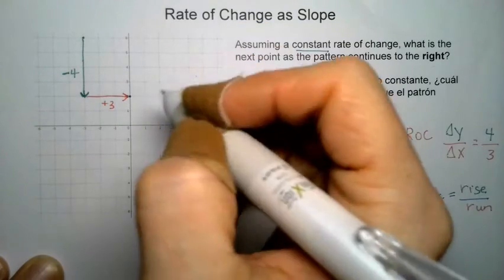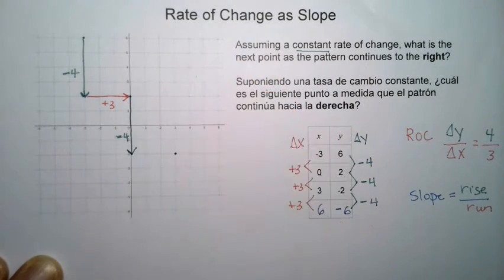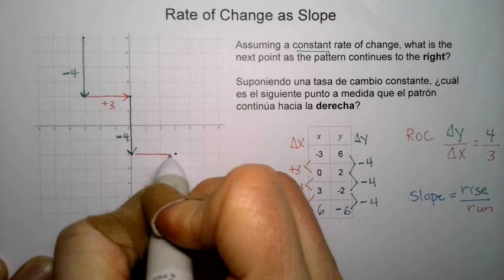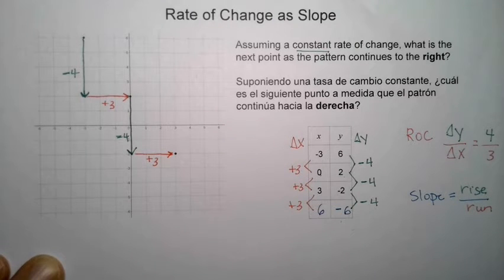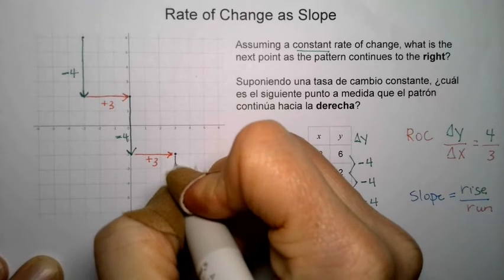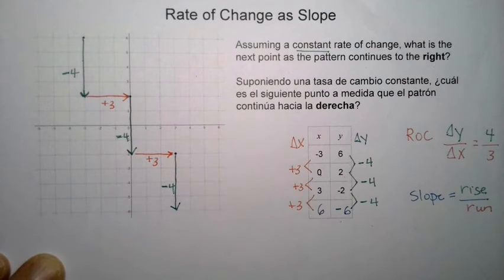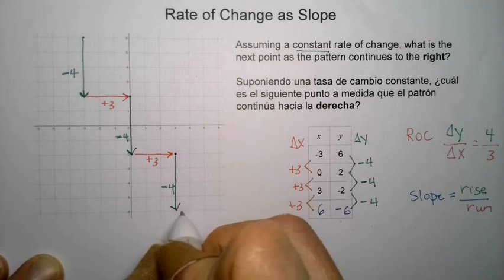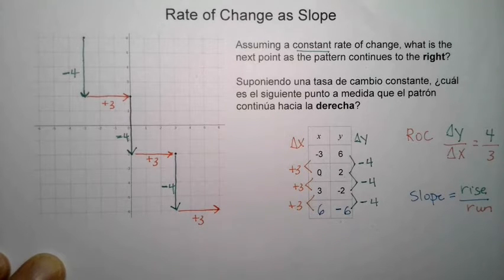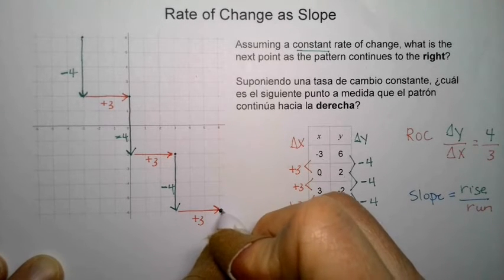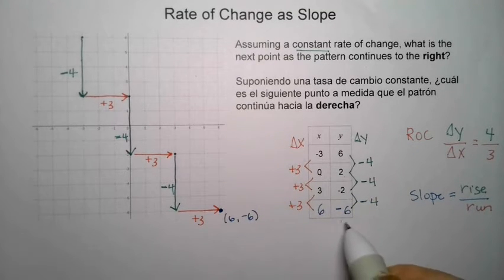If we go down 4 again, and then to the right 3 again, we hit that other point. And so if we want to predict our next point, we can go down 4 again, which goes to right here, and to the right 3. And so our point would be right here, which is in fact 6, -6. So it matches what we predicted in our table.